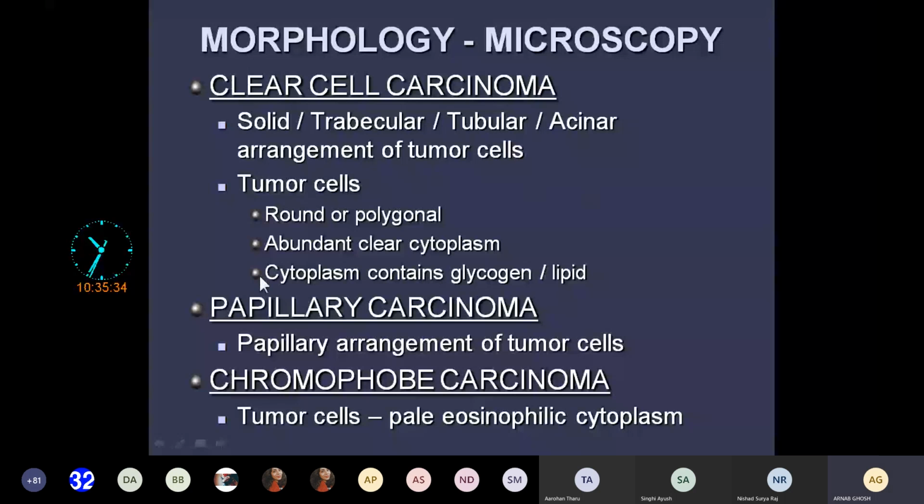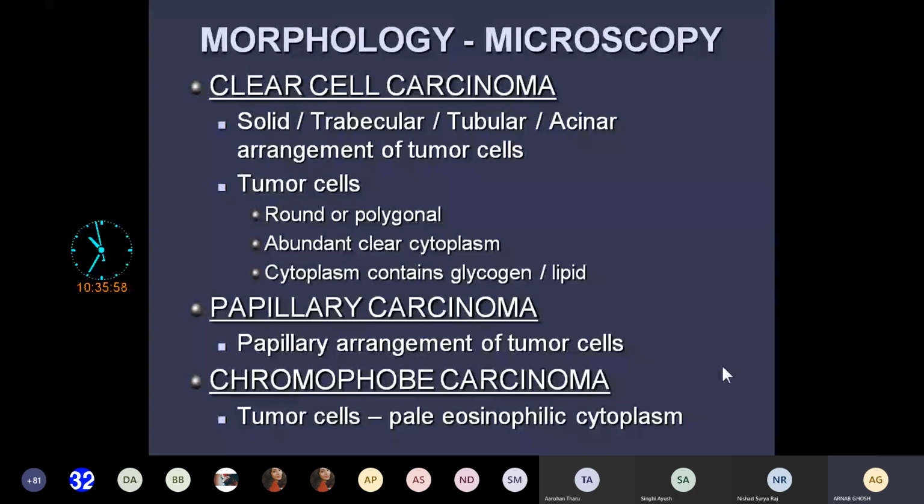Next is chromophobe carcinoma or chromophobic carcinoma, whatever you call it. So here, as the name says, chromophobe means the cytoplasm will not take staining properly. So tumor cells will be pale eosinophilic because it doesn't take the stain properly. It will be pale and eosinophilic.